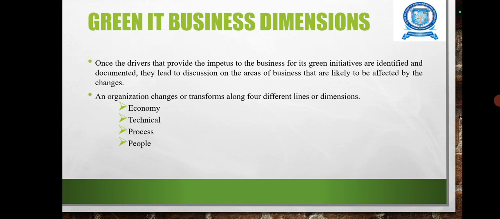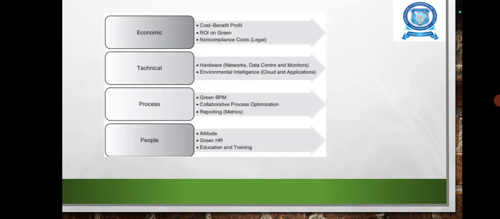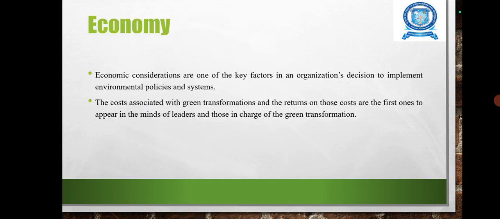That means an organization changes or transforms along four different lines or dimensions. The four different dimensions are economy, technical, process, and people. Here the figure shows the four dimensions. First, we are going to see the economy.